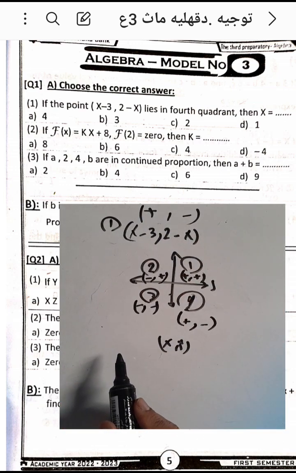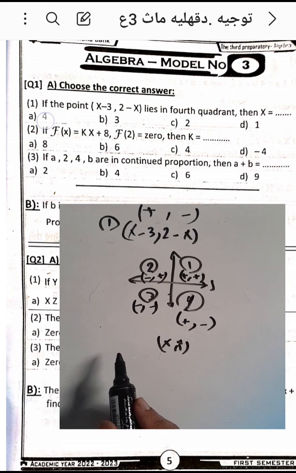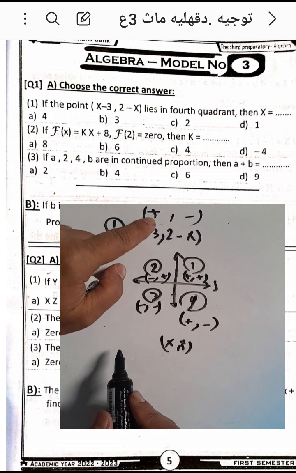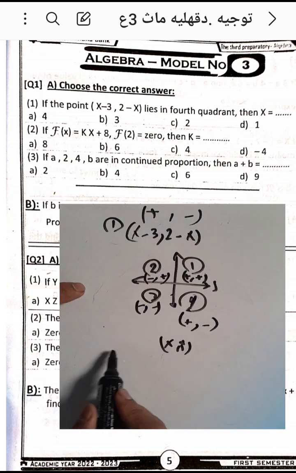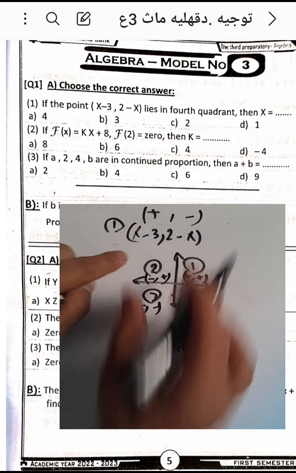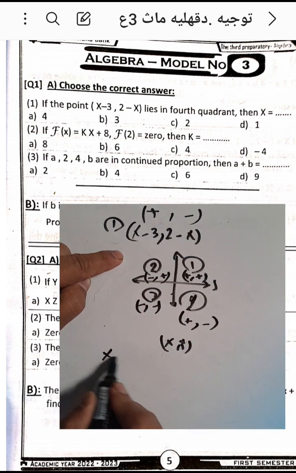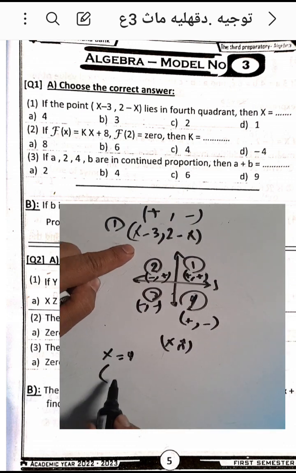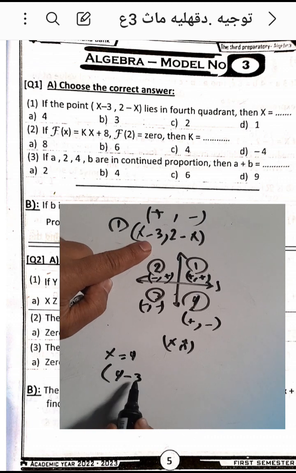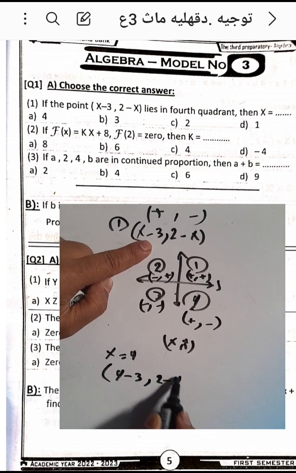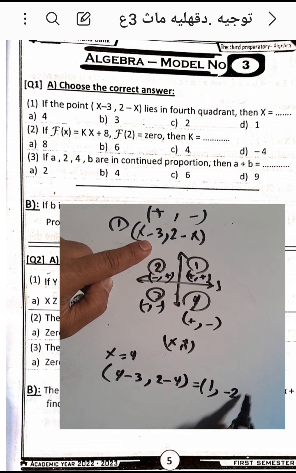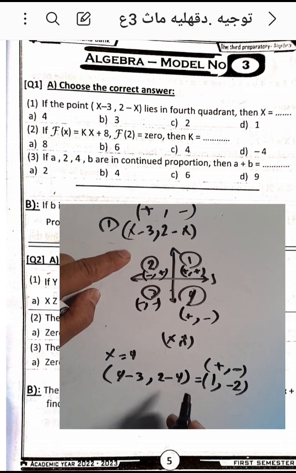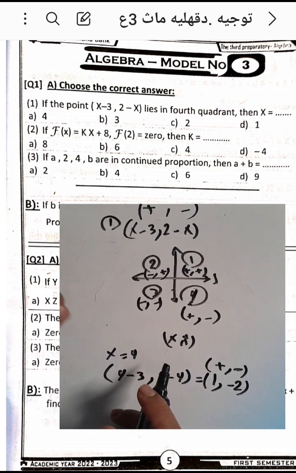Look at the choices here. If we put 4 here, 4 minus 3 equals 1. It's positive. 2 minus 4 will be negative 2. Then the number 4 satisfies this order. Okay, then x equals 4 because 4 minus 3 is 1, and 2 minus 4 is negative 2. Then the signs here are positive and negative. Okay, you must choose x equals 4. Choose letter A.